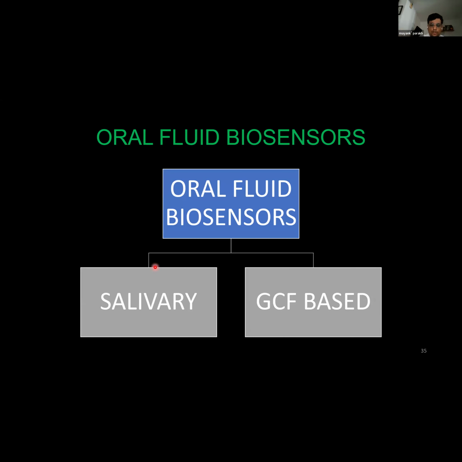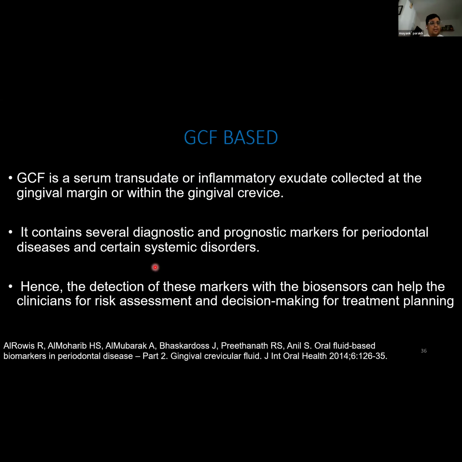GCF is the fluid that is present below the gingiva. So GCF, the fluid that is a transudate or inflammatory exudate, is collected based on whether the patient has a periodontal disease or does not have a periodontal disease. This solution is collected, and then diagnosis of this solution can easily be done. And here you can detect various biomarkers, which, using the biosensor technology, can help the clinician decide if the patient is at risk, or sometimes can also help in the decision making process.